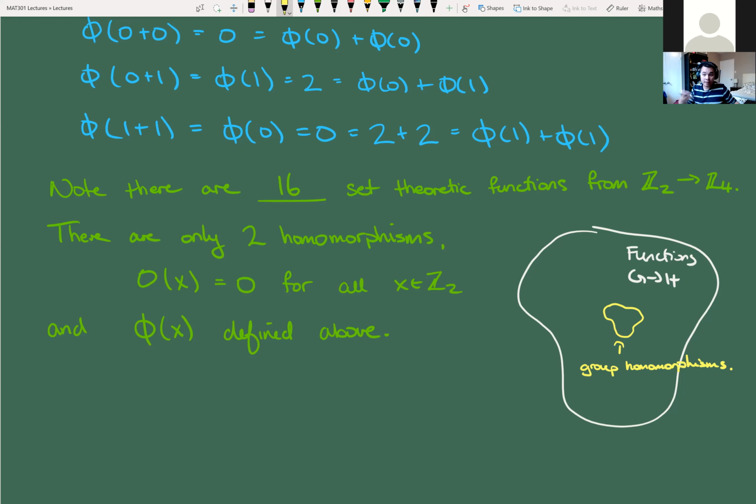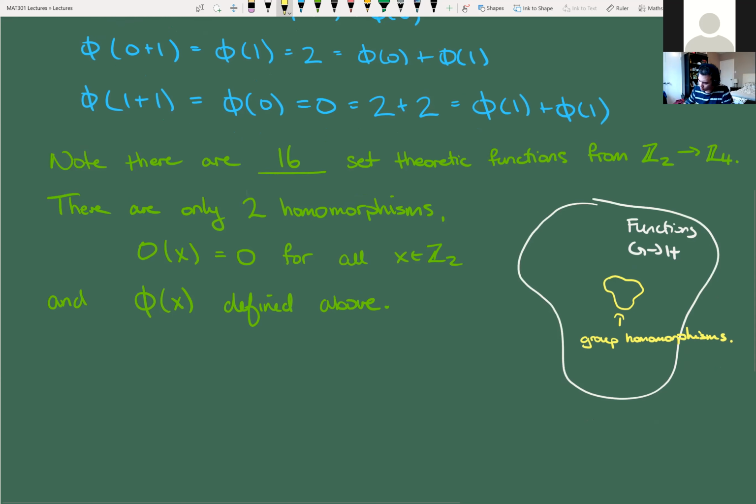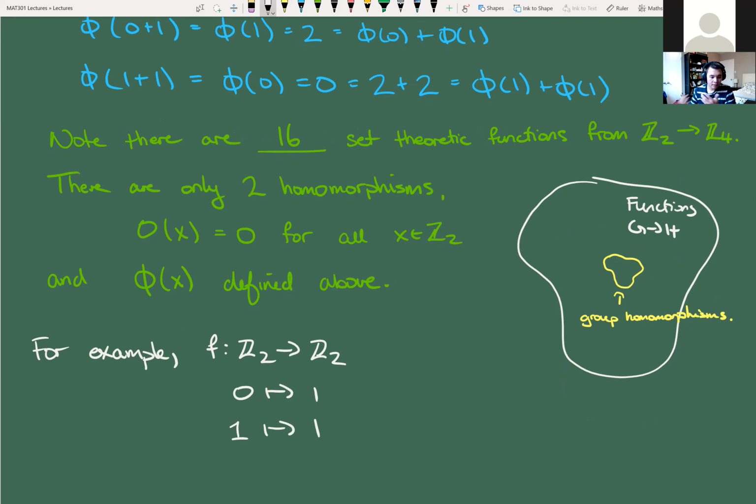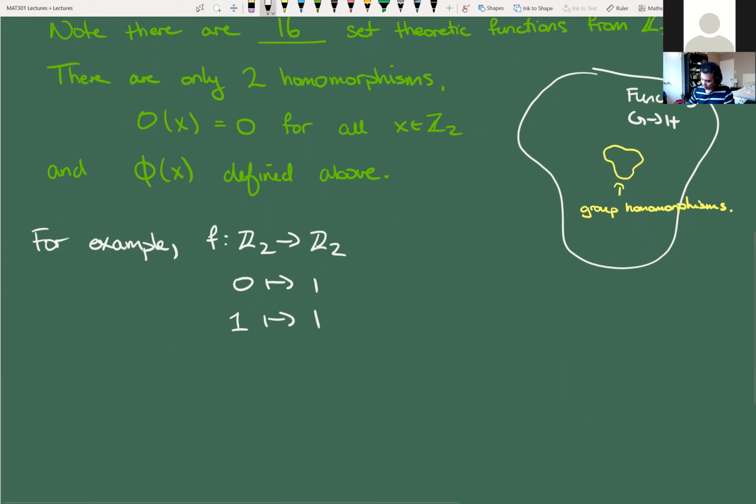Okay, cool. Let's just choose another function. Let's try something out and see what can go wrong. If we take f mapping Z2 to Z4, and let's say we map 0 to the number 1, and we map 1 to the number 1, this is a nice function, relatively speaking. It maps everything to the number 1 in Z4. And we could ask, is this a homomorphism? And the answer is immediately no.